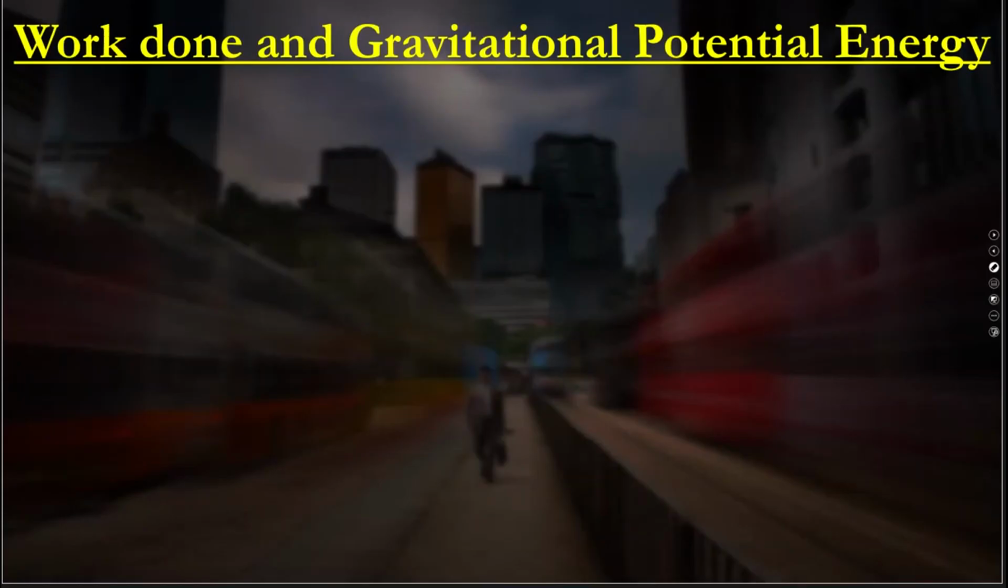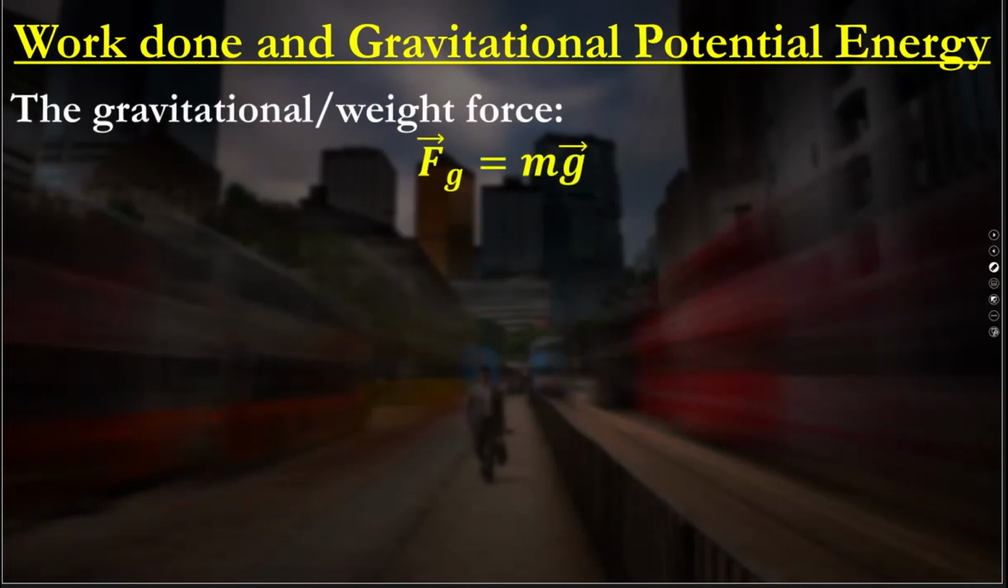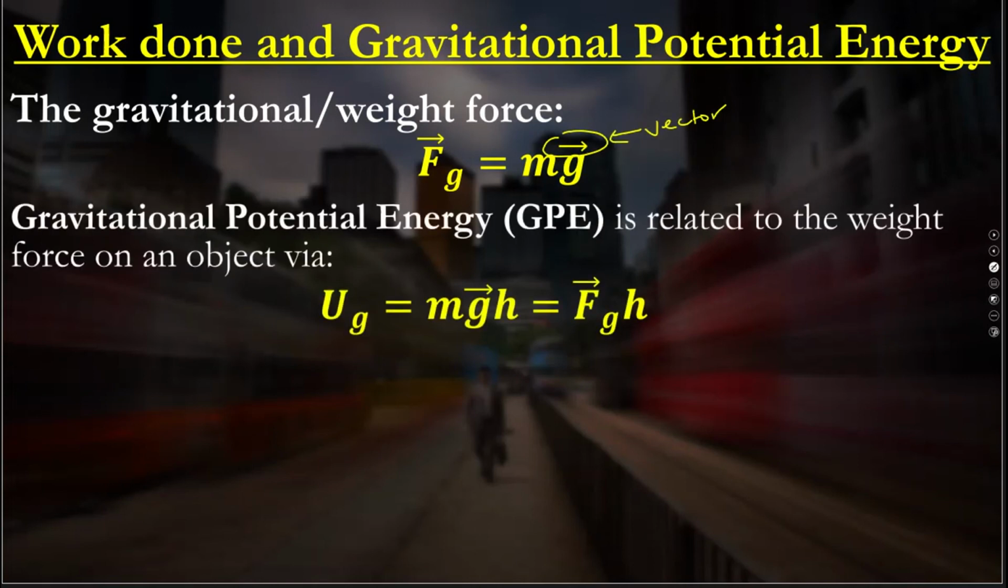All right, so let's try and see how this all kind of comes together. So we know that the gravitational force is Fg equals to mg. What you see with the little arrows on top, these are just to represent that it's a vector. So just little vector arrows. We know that gravitational potential is related to the weight force. So this is how we showed it. Mg is equal to Fg.